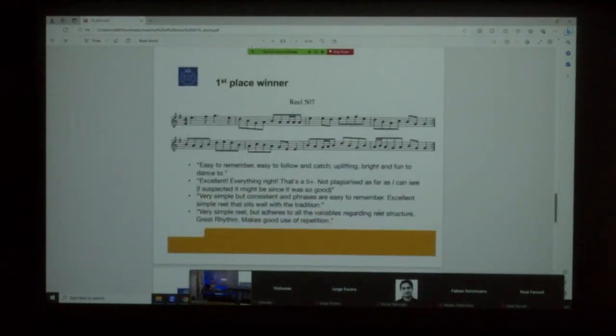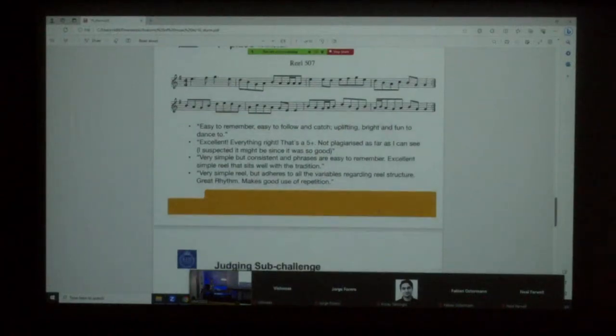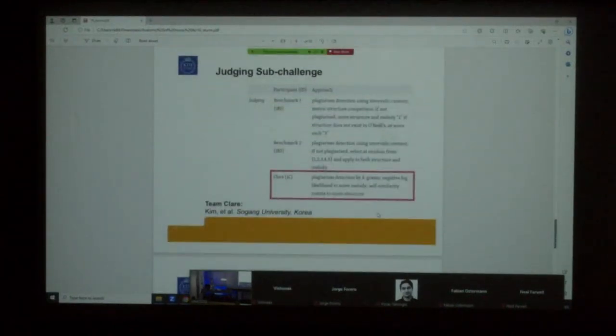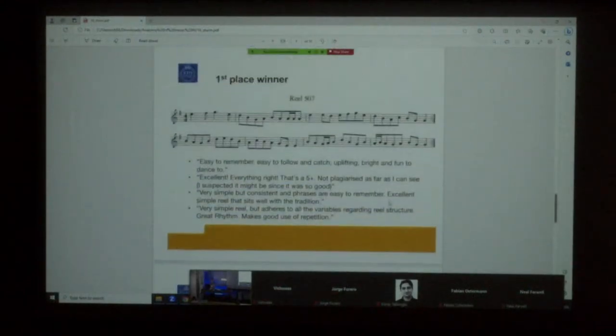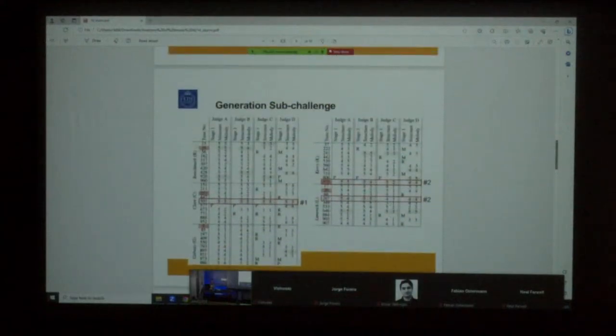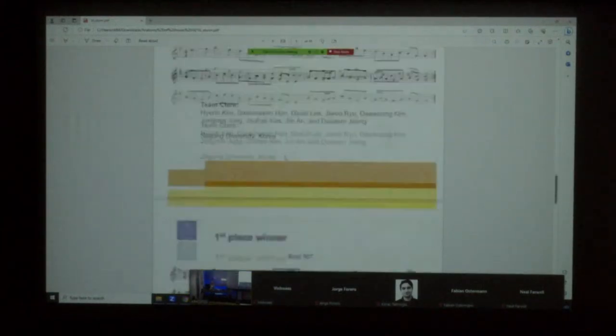And we went over this tune in the summer school or workshop that we had at the beginning of this conference. So well done to that team in Korea. The judging sub-challenge saw two benchmarks, taking two different strategies to assessing these tunes against structure, melody and plagiarism. And then the third system, Claire, also from Kim et al. and Sogang University, won with an automatic judge that most closely matched the scores of the judges. And I describe in the paper how that was assessed.